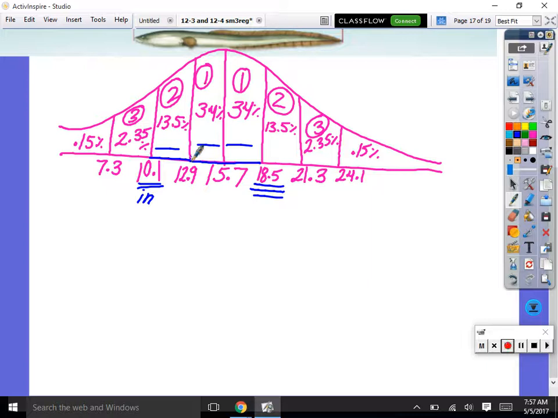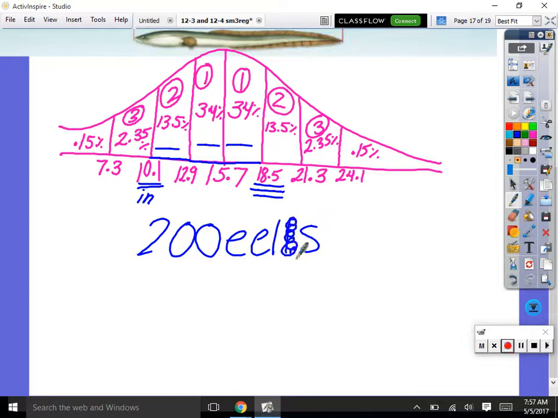Good, 0.15%. Does everybody see how that works? So now if I gave you an exact number, so I'm going to go to this lake and pull out 200 eels. How do you spell eels? E-E-L-L-S? Or just one L? All right, let's just scribble that bad boy out. So I have 200 eels.